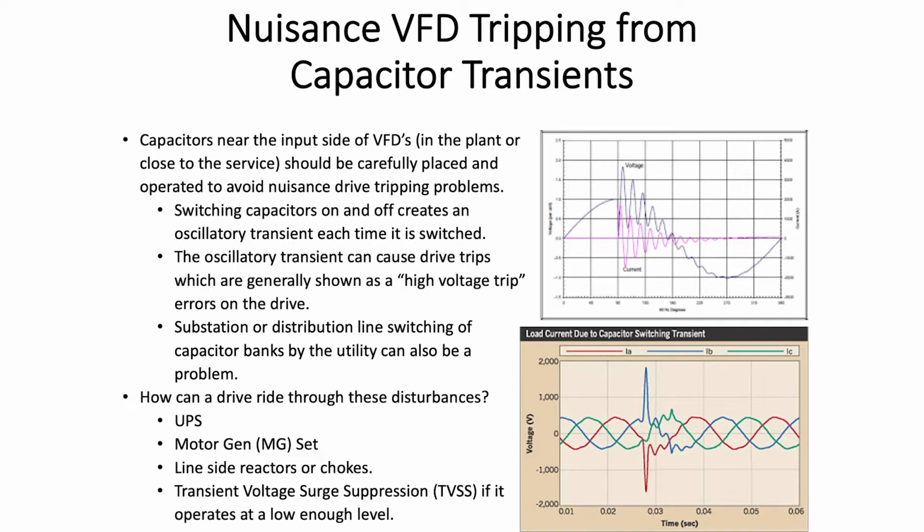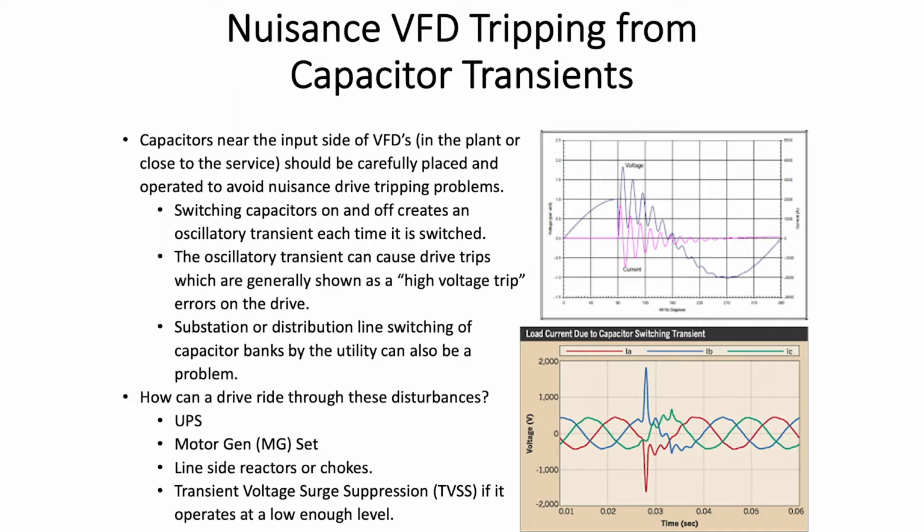So how do I ride through that and make sure my VFDs are not going to trip when I put my new power factor correction capacitors in? Well, I can put those drives on a UPS, but that's expensive. I could have a motor generator set, where the motor absorbs the transient and it doesn't get through the mechanical back to electrical conversion. I could use line side reactors or chokes, and that's become the main first go-to if I have issues with VFD tripping from turning power factor correction capacitors on and off. So I put a line side reactor or choke in front of that drive.